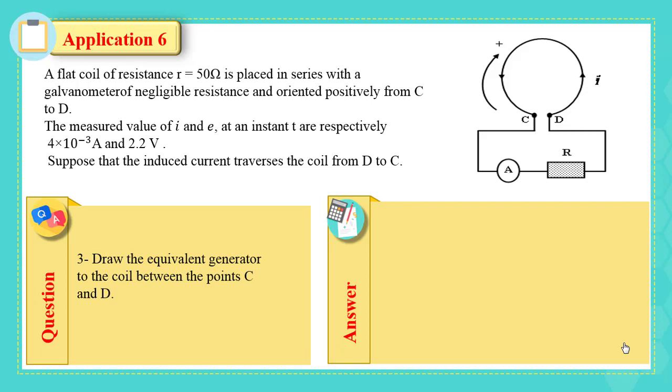3. Draw the equivalent generator to the coil between the points C and D. The adjacent figure represents the equivalent generator of the coil, where the current I leaves the generator from the pole C.